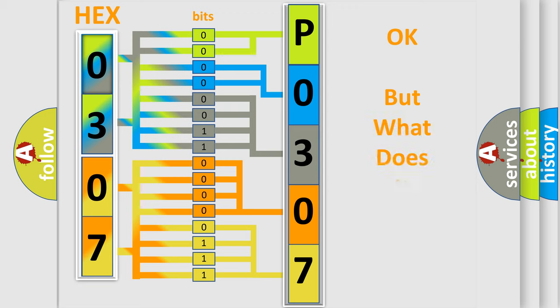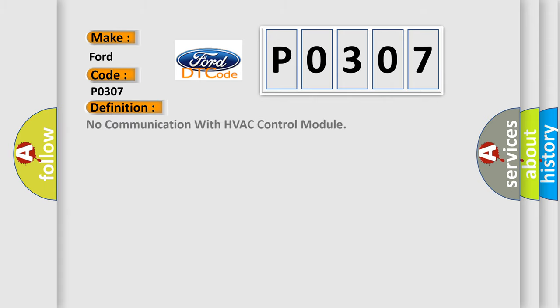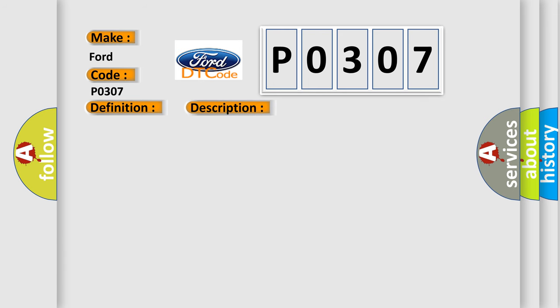The number itself does not make sense to us if we cannot assign information to what it actually expresses. So, what does the diagnostic trouble code P0307 interpret specifically for Infinity car manufacturers? The basic definition is: no communication with HVAC control module. And now this is a short description of this DTC code.